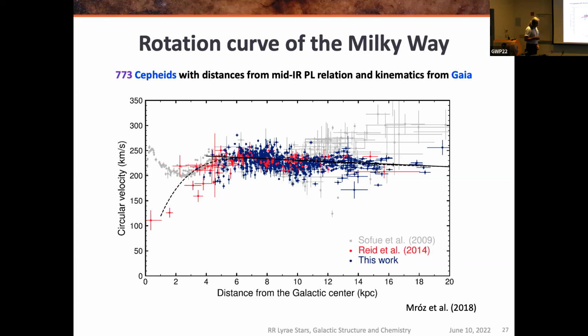And finally, the last exercise: we obtained the most accurate rotation curve of our galaxy. These distances were taken from the infrared period-luminosity relations, and the kinematics, radial velocities and proper motions were taken from Gaia, and this is the result, the most accurate rotation curve of our Milky Way, especially at these larger galactocentric distances.